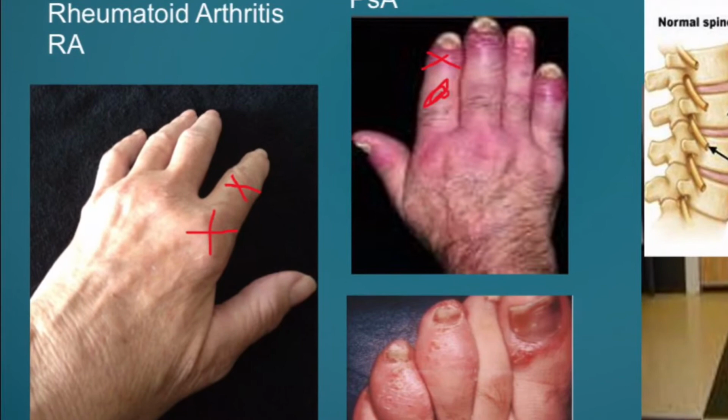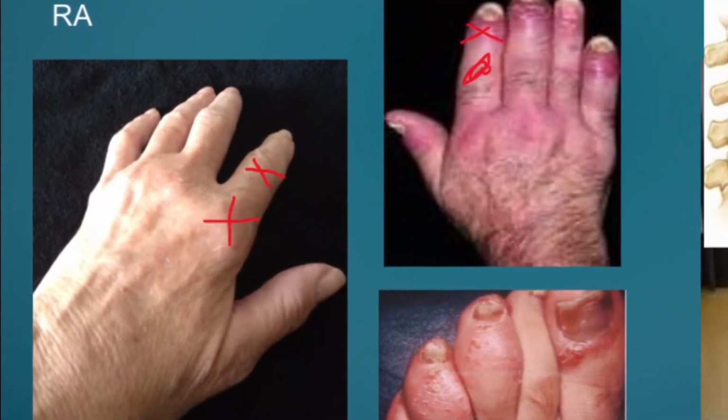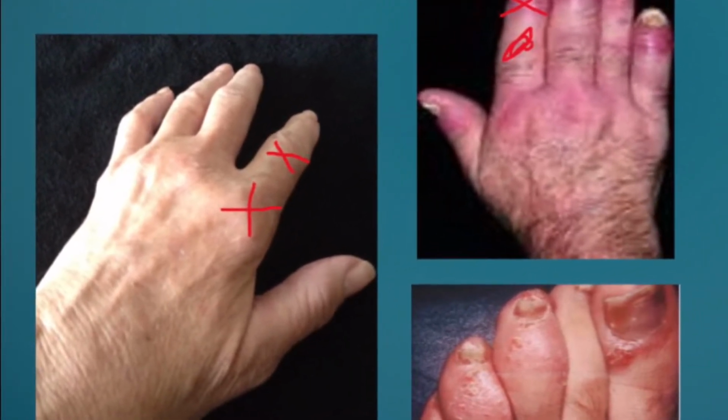In rheumatoid arthritis, we often see a symmetrical pattern where the inflammation happening in joints, say on the right hand, is also happening on the left. The joints affected the most are the joints at the base of your fingers. We call these the metacarpal joints, and these joints become highly inflamed.